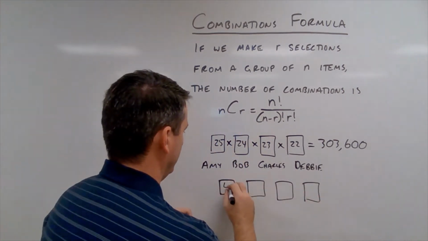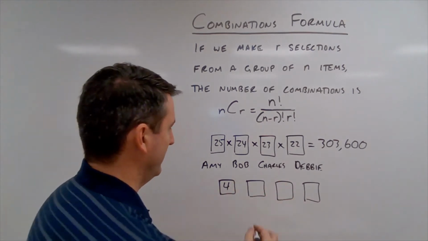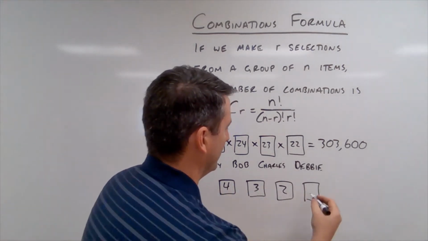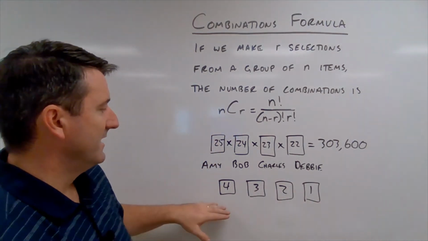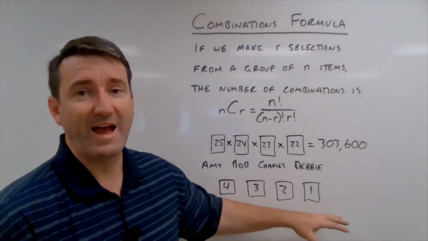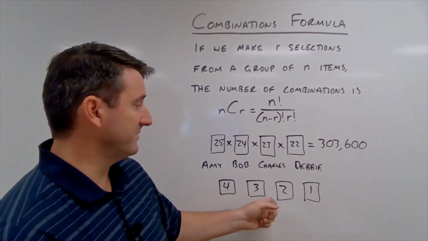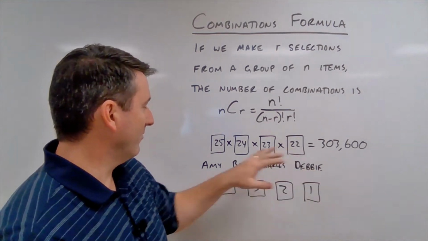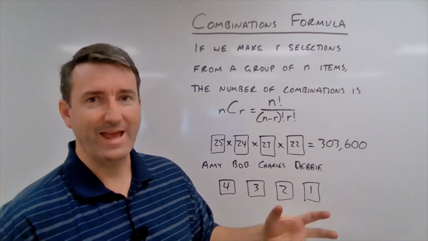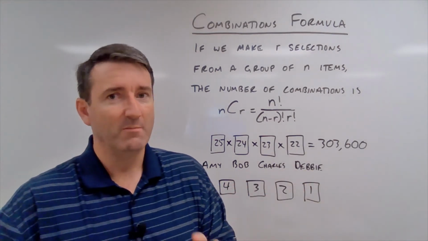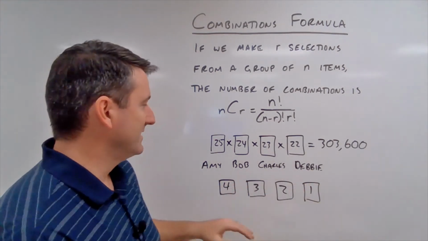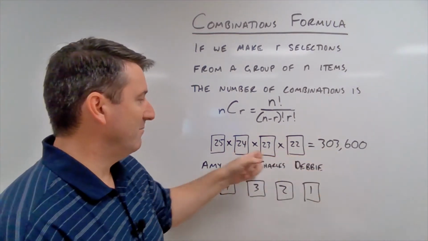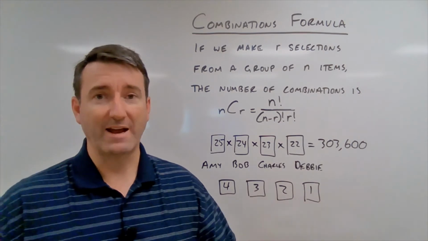If we've got the 4 of them, and we're putting these 4 in order, we could put any one of the 4 first, and then we'd be left with 3 for the second, 2 for the third, and 1 for the fourth. So there's 4 factorial, 4 times 3 times 2 times 1 ways that we can rearrange Amy, Bob, Charles, and Debbie in different orders. But again, they're all the same team.